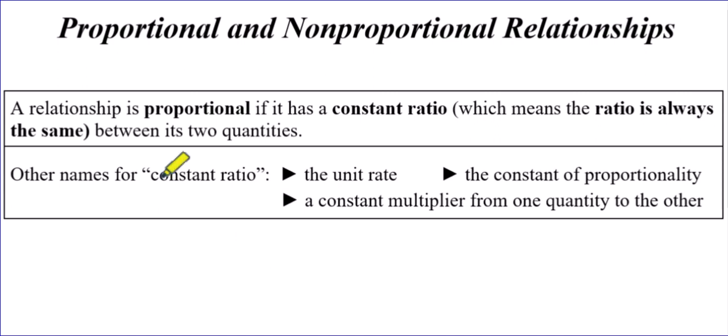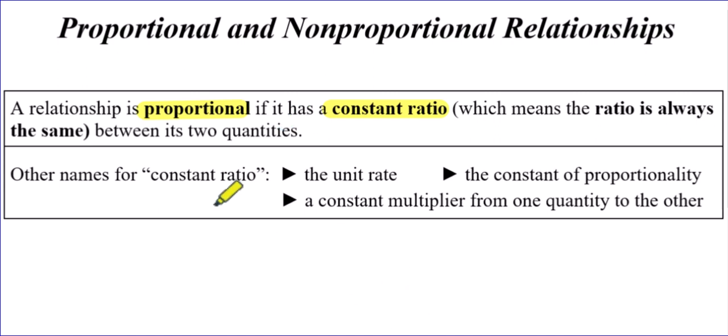It says a relationship is proportional if it has a constant ratio. Now what do I mean by constant ratio? I'm talking about where the ratio is always the same between its two quantities. This might not make 100% sense yet, but when you start seeing today's problems, which are going to be shown in tables, you're going to see there's two quantities, two different types of values. And when there's a constant ratio, the ratio is always the same between those two quantities, then we have what is called a proportional relationship.